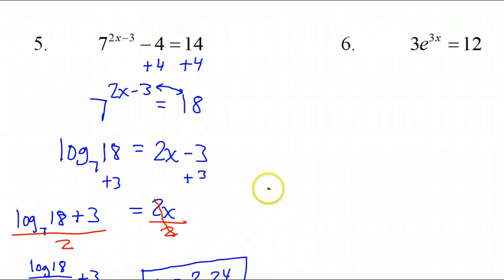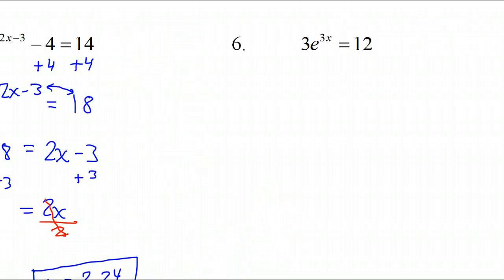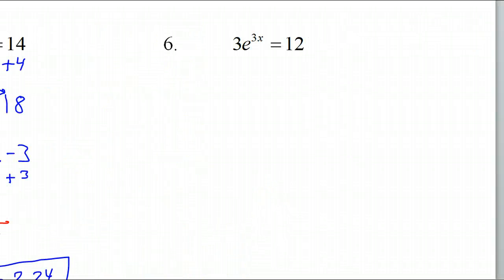That's it. That's how you do number 5. Okay, number 6. Alright, first we have to get the exponential part by itself. Okay, it's just this part right here. So I got to get rid of this 3 in the front.